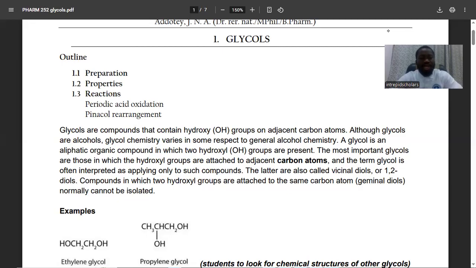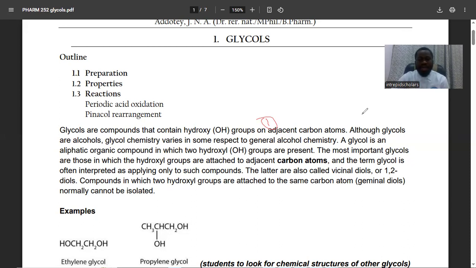Now we are saying glycols are compounds that contain hydroxy groups on adjacent carbon. Now this is definition one. Let's take note of it. Now the next statement says that although glycols are alcohols, glycol chemistry varies in some respect to general alcohol, which makes sense, right? Now we are seeing the next statement, which is very important.